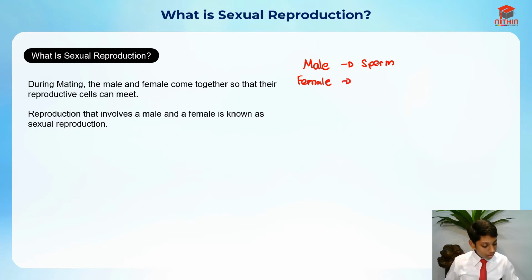So the female has an egg cell. And do you know that the egg cell can actually be seen with the naked eye? You can see the egg cell without using a microscope. And the sperm is the smallest cell in a human body. So these are the two reproductive cells. Now let's move on.